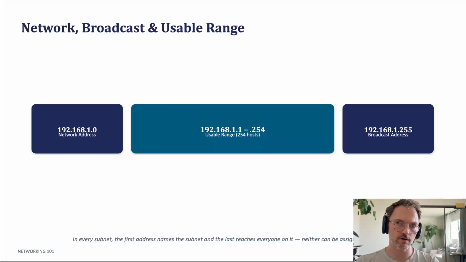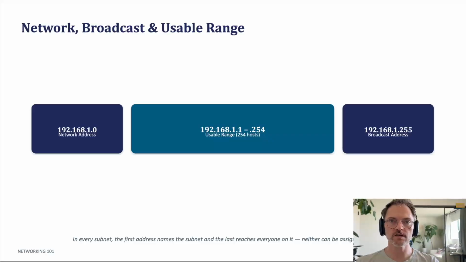The first is the network address. That is the very first address in every network. That is reserved for identifying the network itself. This is saying, in this example here, I am in the 192.168.1.0 address range.